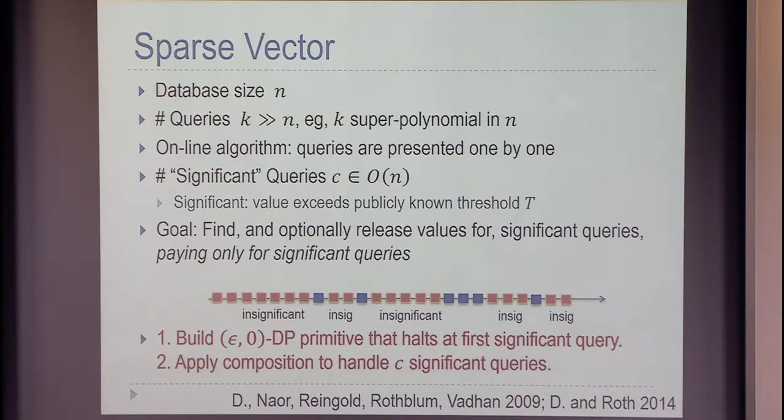So the way we're going to solve this problem is we're going to first build an epsilon 0 differentially private primitive that will halt when it has one significant query. So in this example, it'll run in here, and it'll stop when it hits that first significant one. And then it will run it again, and it'll stop here. And then we'll analyze the cumulative loss using the composition theorem.